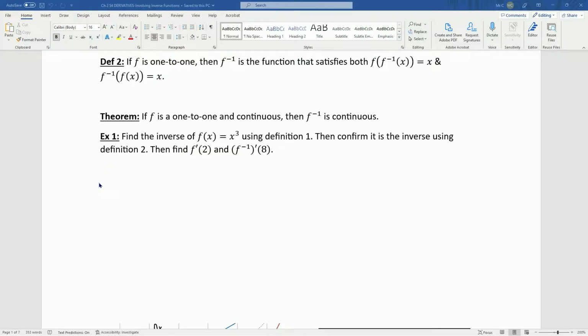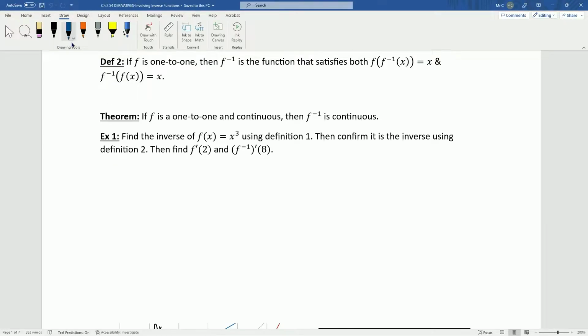So definition 1 says you switch inputs and outputs. So for the function f, we'll write this as y equals x cubed. To find f inverse of x, I would switch my input and output, x equals y cubed, and then take the cubed root to solve back for y. So the inverse function is y equals the cubed root of x. So that's the first part of the question.